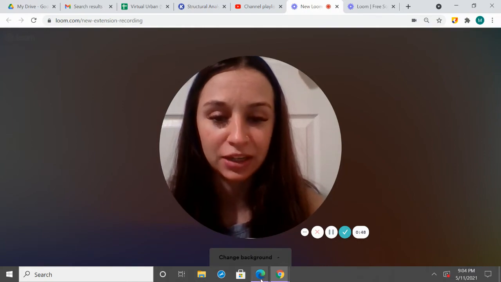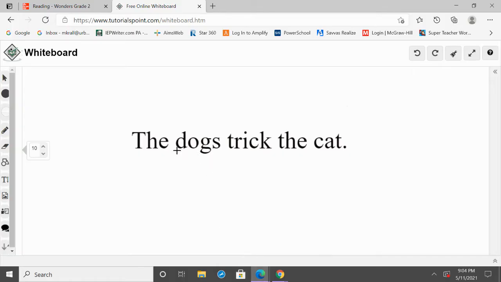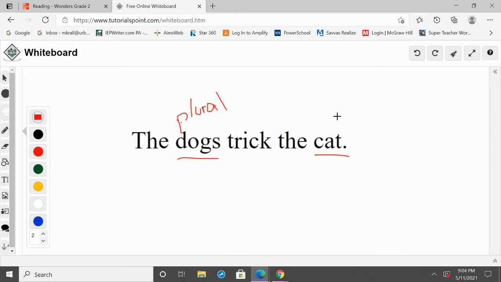So I want to take a second and look at a quick sentence. We see the dogs trick the cat. So here we have dogs, and that's plural. We're talking about more than one. We see that S at the end of that. And we see cat, that's only talking about one cat. So that would be singular.